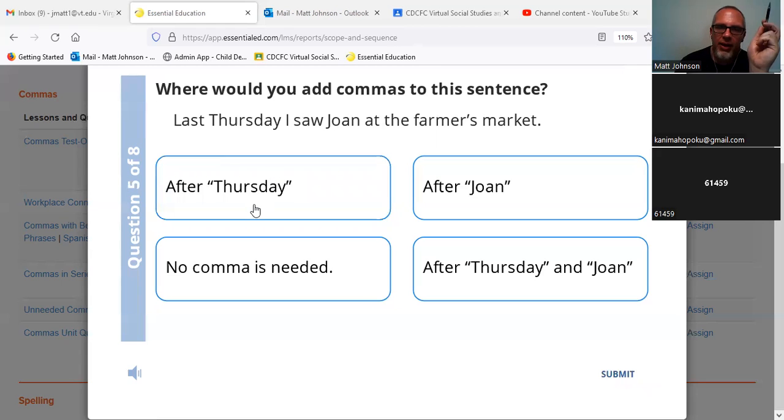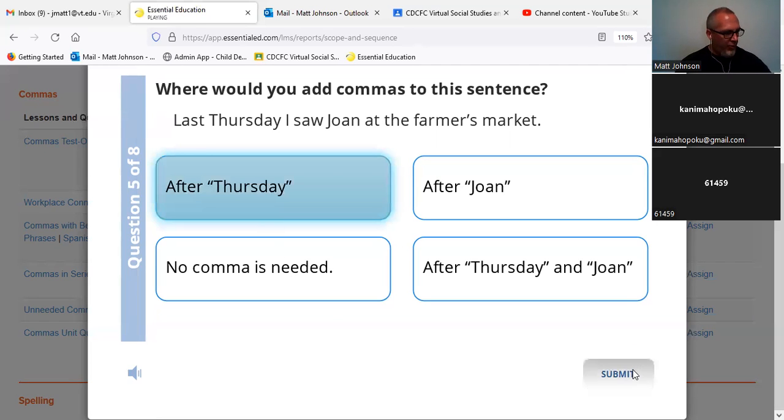Again, a lot of times these non-essential phrases will reference a point in time, right? In the future, yesterday, last Thursday, next week, right? We set those off because they're not essential to the main idea. So here, after Thursday, we're going to have our comma.